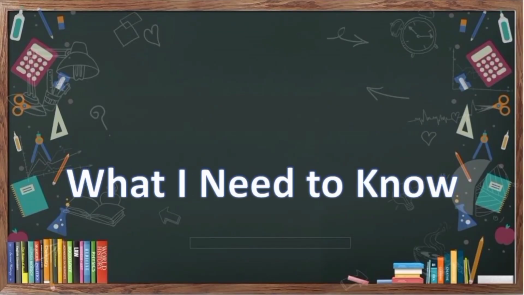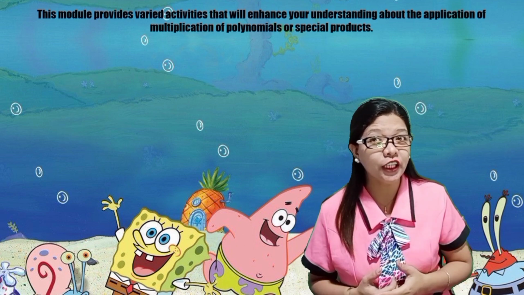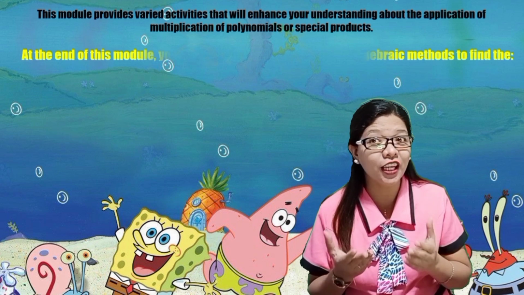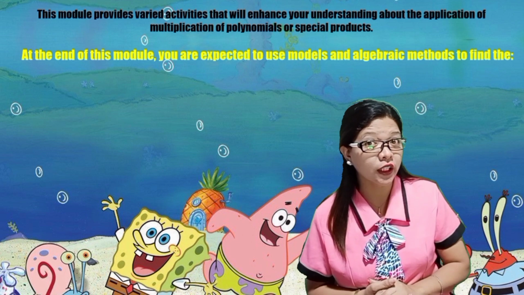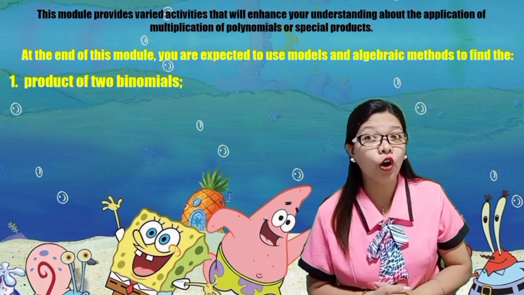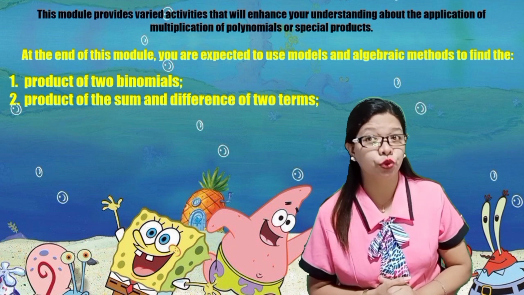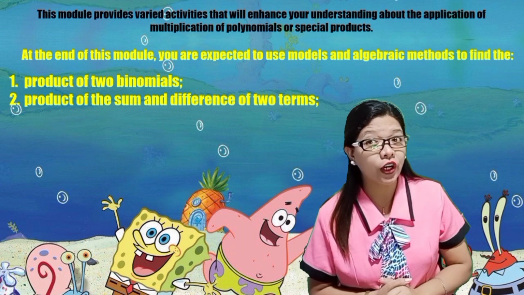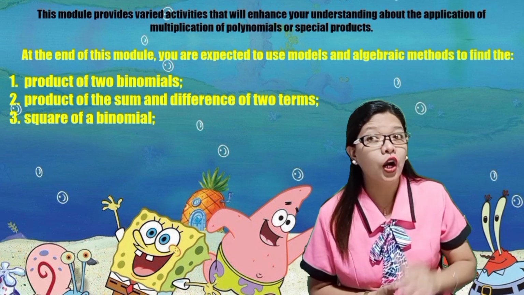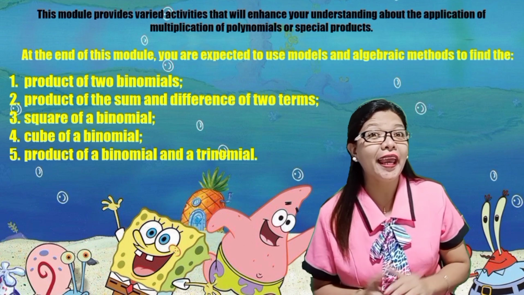What I need to know. This module provides varied activities that will enhance your understanding about the application of multiplication of polynomials or special products. At the end of this module, you are expected to use models and algebraic methods to find the following. Number 1, product of two binomials. Number 2, product of the sum and difference of two terms. Number 3 is square of a binomial. Number 4, cube of a binomial. And number 5, product of a binomial and trinomial.